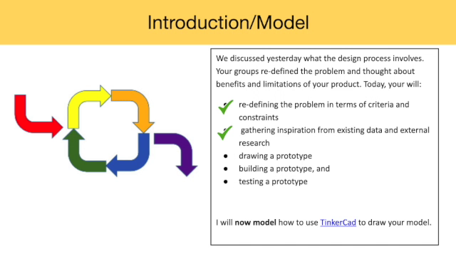In doing so, students are continuing to engage with the design cycle or design process. First, students define the problem in terms of criteria, the requirements for their products, and constraints, the limitations. They also gathered inspiration from existing ideas and data. This included the experiments they designed and performed in Task 4, as well as other external research they may have done into similar or existing products.